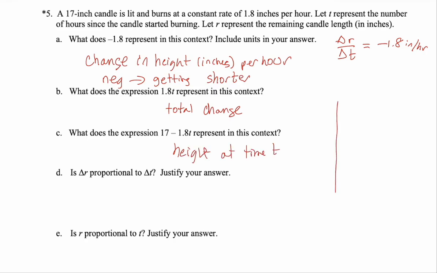So let me draw my beautiful candle here. We got a candle. It started out at 17 inches. Every hour, it's going down by 1.8 inches. So at some particular time, it has gone down by 1.8t. So of the remaining, we take 17 and take that off. So that's the height at time t. That's what's left.